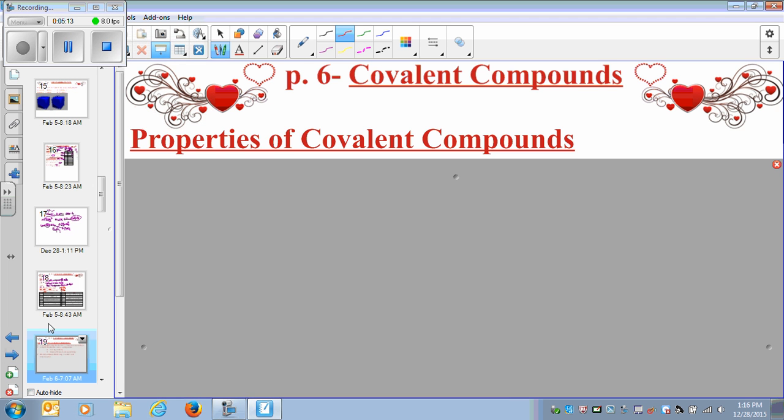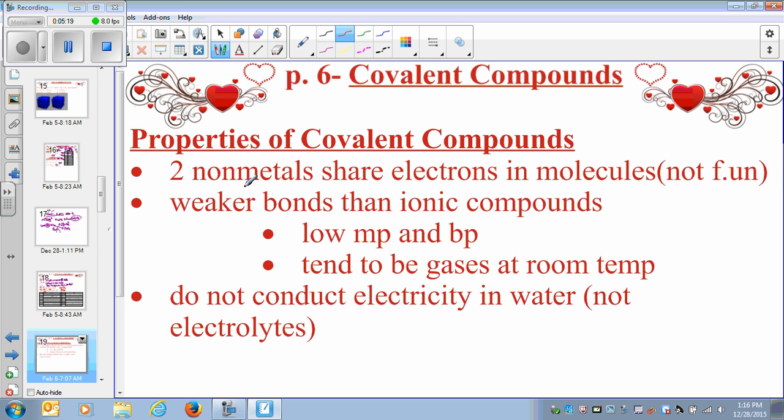So that's all about naming compounds for covalent compounds. Let's talk about properties of covalent compounds. Covalent compounds are made of two nonmetals. Okay, they share electrons. There is no transfer of electrons like ionic compounds. They share electrons, so the bonds are weaker than the ionic compounds. If the bonds are weaker, they have low melting point and low boiling point, and they tend to be gases at room temperature, and they do not conduct electricity in water. So these are the properties of covalent compounds.